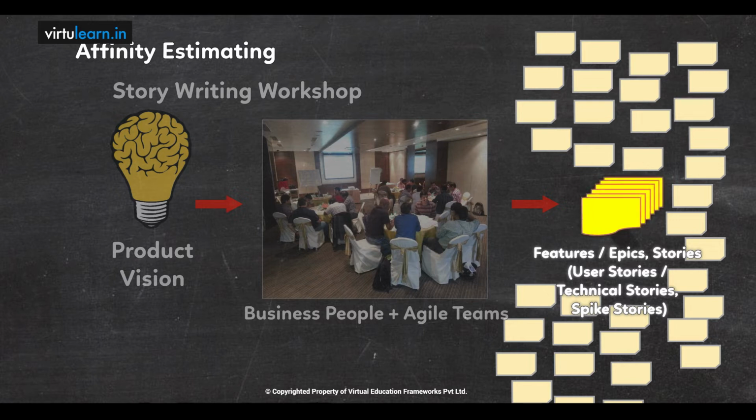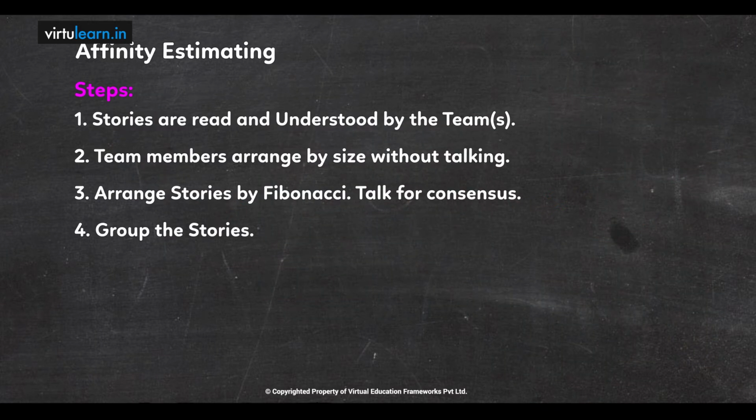There is a technique called Affinity Estimating, which can help us in sizing these stories and sizing the entire project. In a quick 1 hour or so, we can estimate the entire project. So in a couple of hours. When we have a large number of stories, say hundreds of stories, we can use affinity estimating to quickly estimate them and arrive at the size of the project in terms of story points.